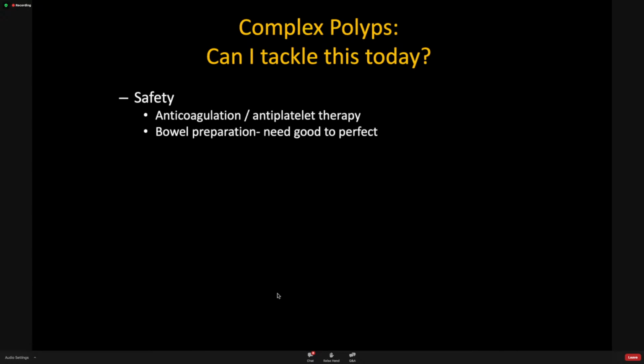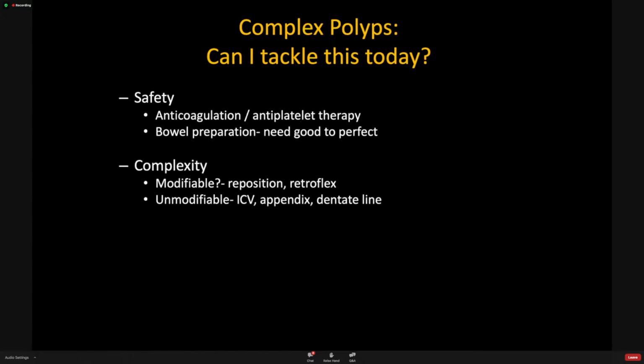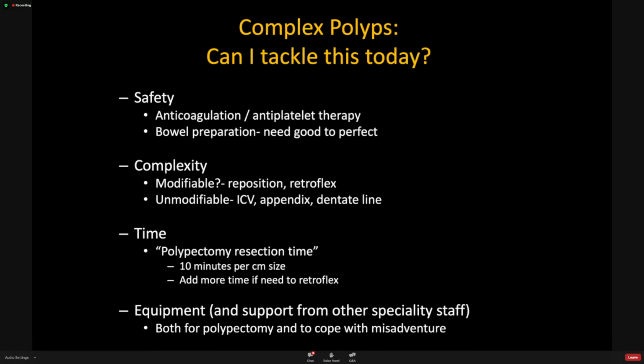But sometimes we also have to consider, not only for complex polyps, but for all polyps, safety, anticoagulation, and antiplatelet therapy. The bowel preparation needs to be good to perfect. Some things we can modify, like repositioning the patient or retroflexing in the right colon or in the rectum. But some things are unmodifiable, like polyps extending into the IC valve, appendicular orifice polyps, or polyps on the dentate line. So we have to take time to look at that.